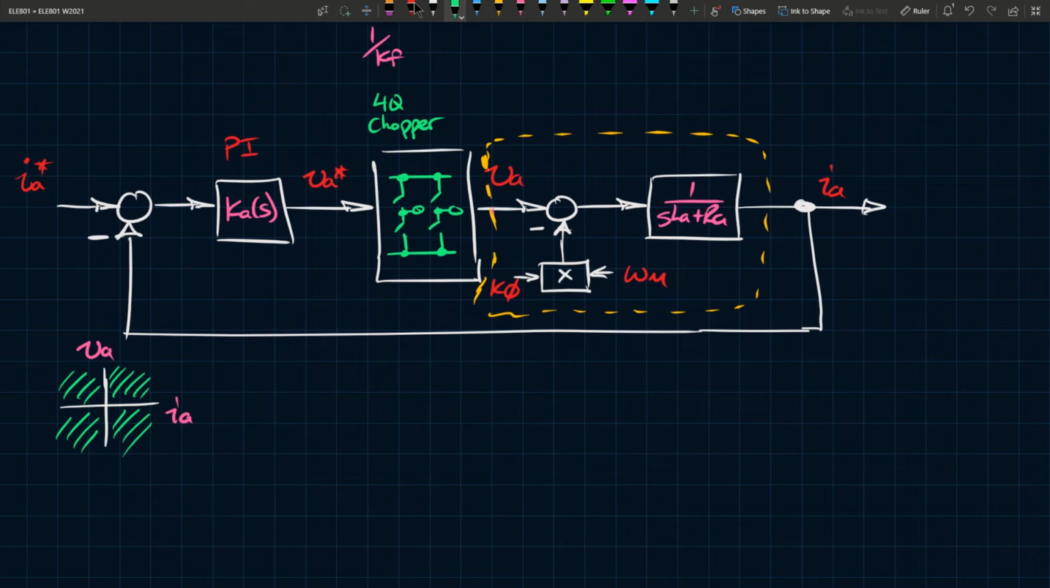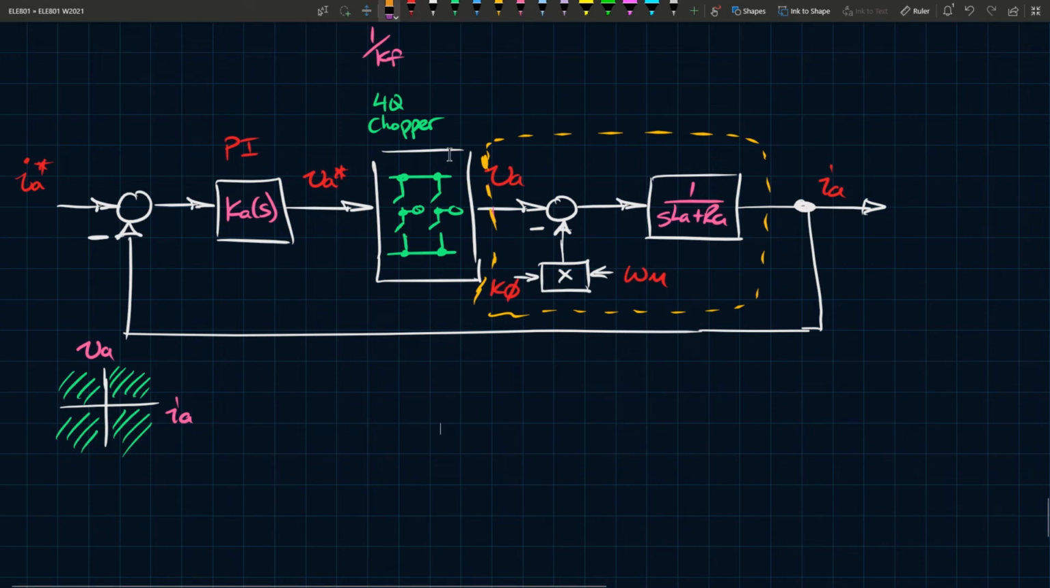And the reason they shouldn't be limited is because, if you remember, IA controls the torque. Well, we said that. Because T is K phi IA, right? So IA should be able to go in any direction, positive, negative, and so on. And then VA, as a result, should be able to also do that. And in order to have that, you need to have this thing be a four-quadrant chopper.